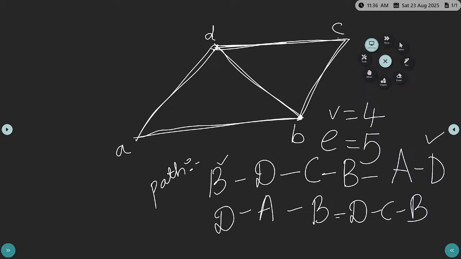Next, let us check the last condition. At most two vertices of the graph should contain odd degree. Now let us check for the degree of A. A is 2, degree of B is 3, C is 2, D is 3. So at most two vertices of the graph have odd degree, so it is a Euler's path. Clear? So write down that one.